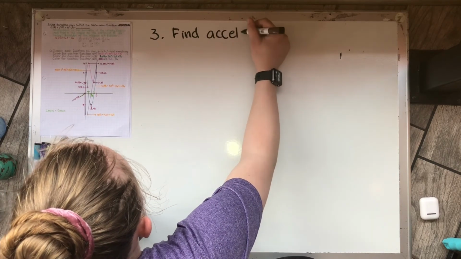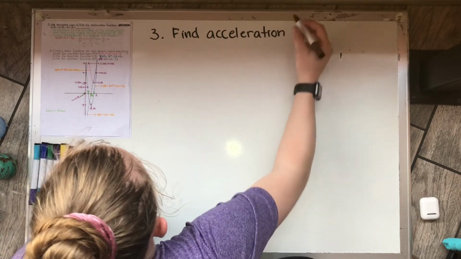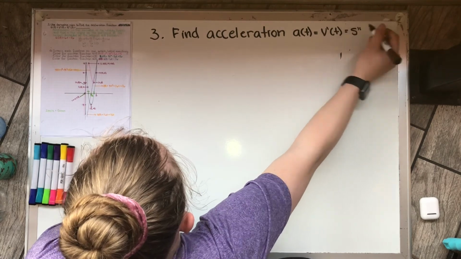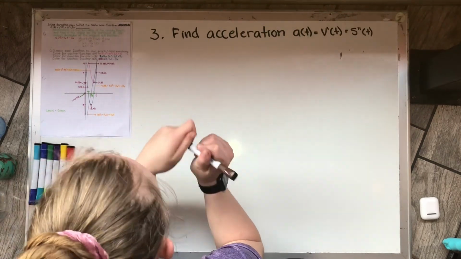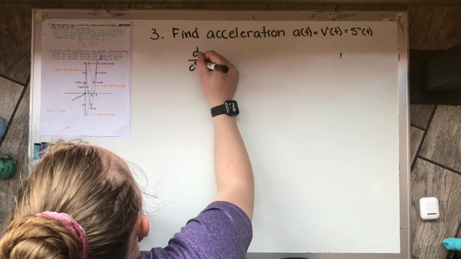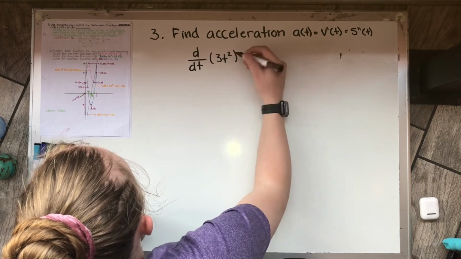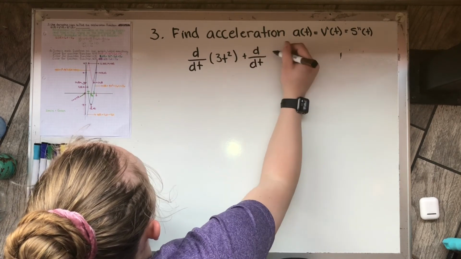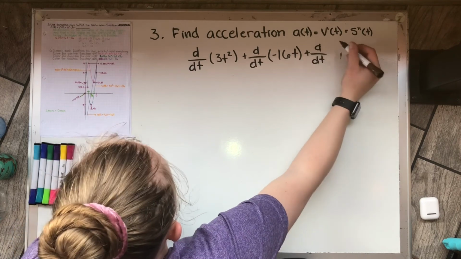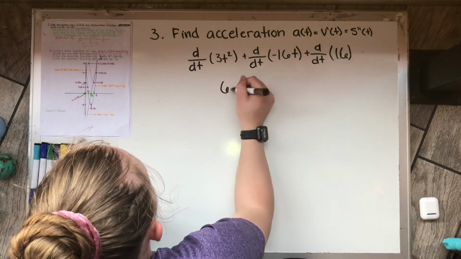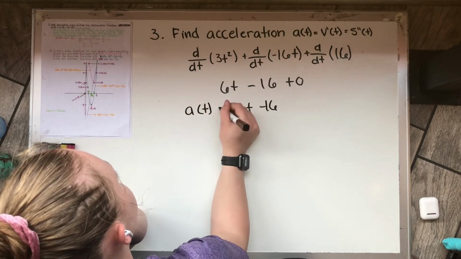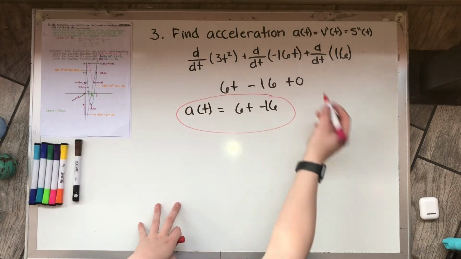So question 3 is use derivative rules to find the acceleration function a of t. The derivative of v of t equals the second derivative of s of t. Acceleration is the derivative of the velocity function, and that is the same as the second derivative of the original s of t function. So we are going to get the derivative of 3t squared plus the derivative of -16t plus the derivative of 16. And that will come out to 6t plus -16 plus 0, which acceleration is equal to 6t minus 16.